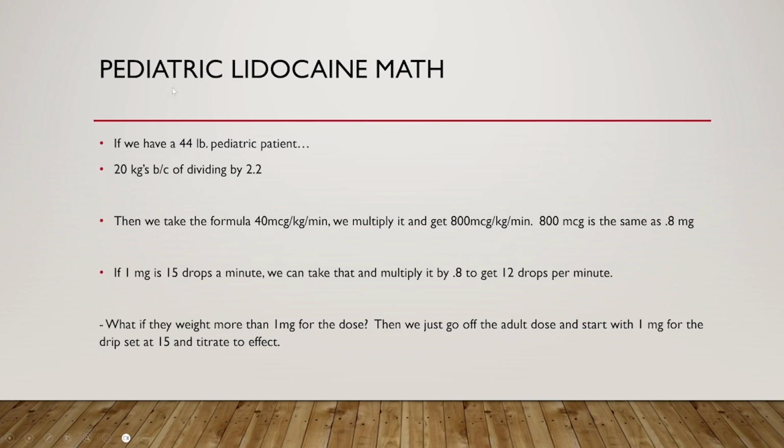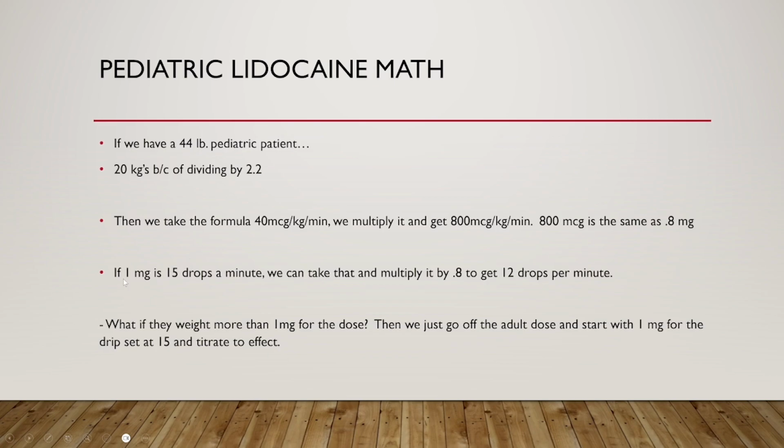Now we're going to go over some pediatric lidocaine math. If we have a 44-pound pediatric patient, it's going to be 20 kilograms because we divide this by 2.2. Then we take the formula of 40 micrograms per kilogram per minute. We multiply this, 40 times 20, to get 800 micrograms per minute, which is the same as saying 0.8 milligrams.